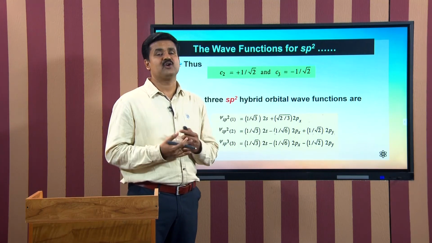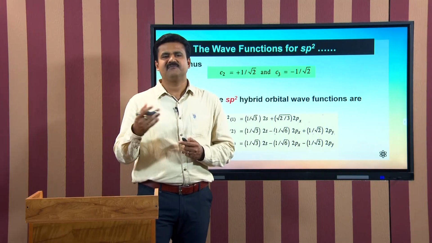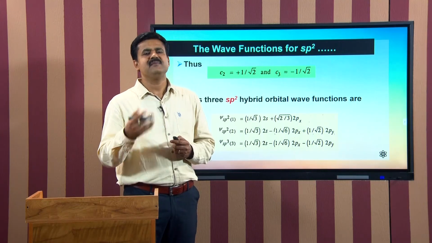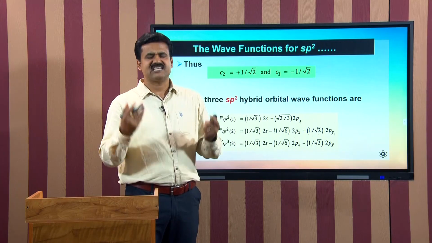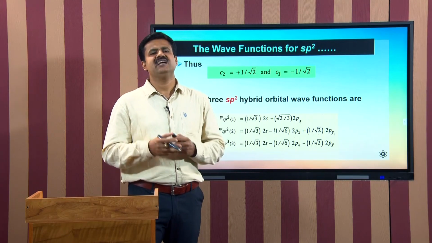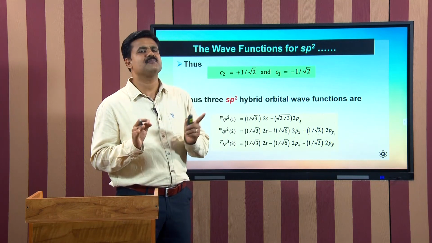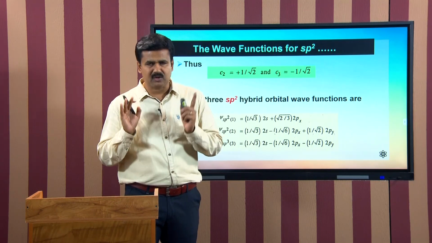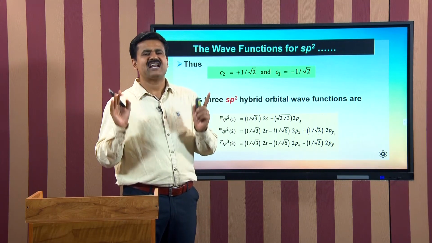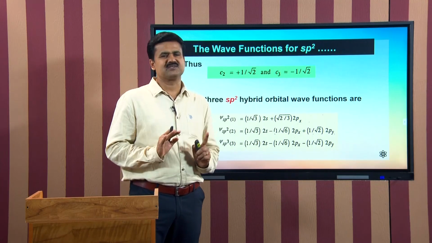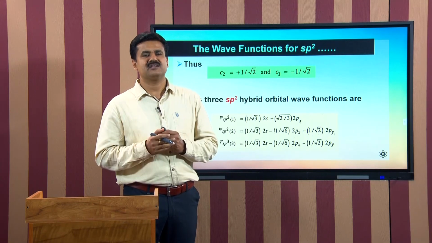There are many molecules exhibiting sp2 hybridization. Many molecules have trigonal planar geometry, such as BF3, BCl3, BBr3, BH3. In sp2 hybridization, one s orbital and two p orbitals take part to produce three sp2 hybrid orbitals, and the sp2 hybrid orbitals have a trigonal planar arrangement. So molecules with sp2 hybridization exhibit trigonal planar geometry.